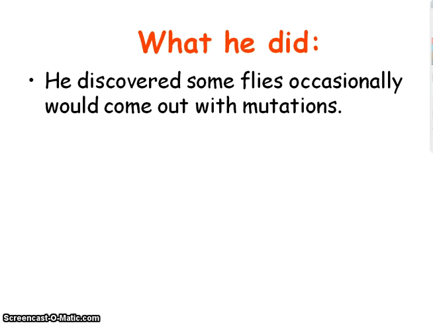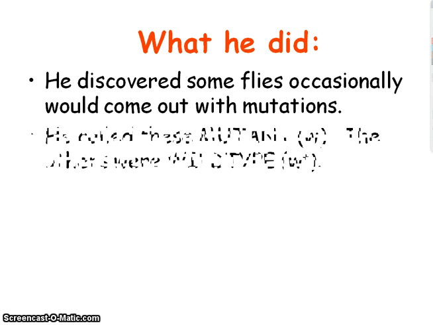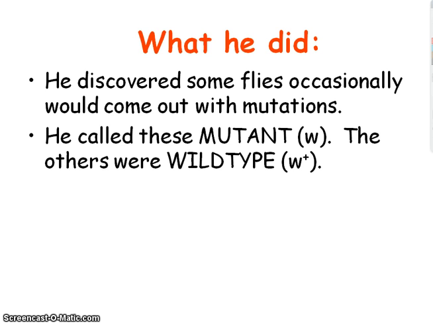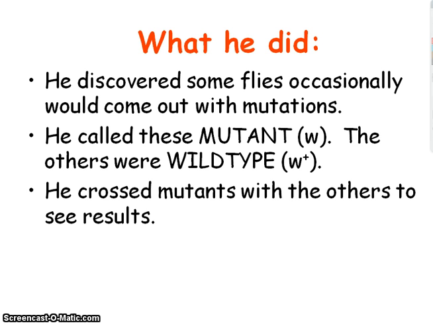What he did is he just let them cross for many generations and then sometimes one would appear with a mutation. And so he called that a mutant, and he designated it with a W, and the rest of them, the normal ones, he called wild type, and he designated them with a W with a little plus. So once he created a mutant, he would basically take the mutant and cross it with other flies and then just follow the results.